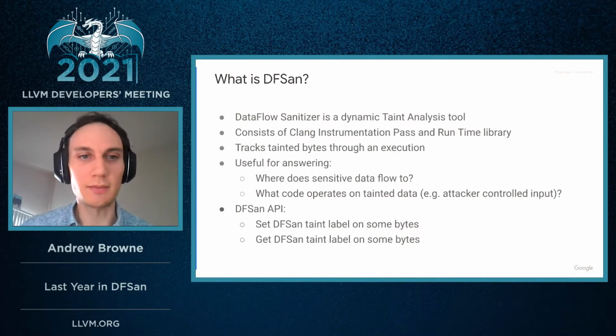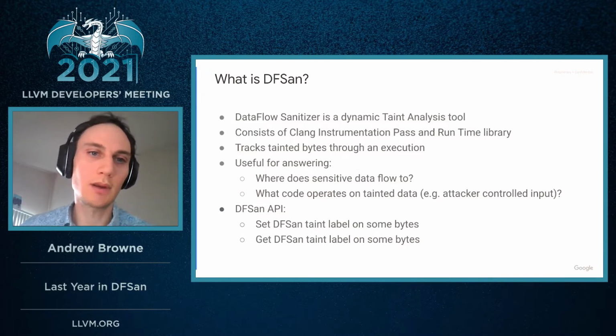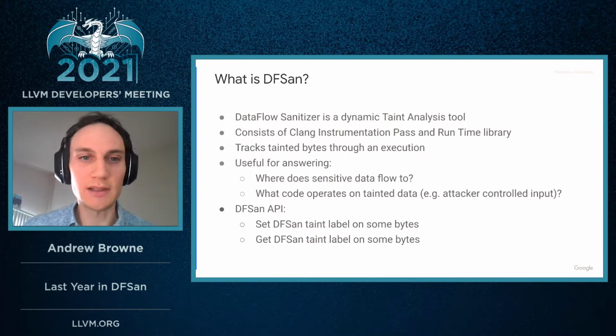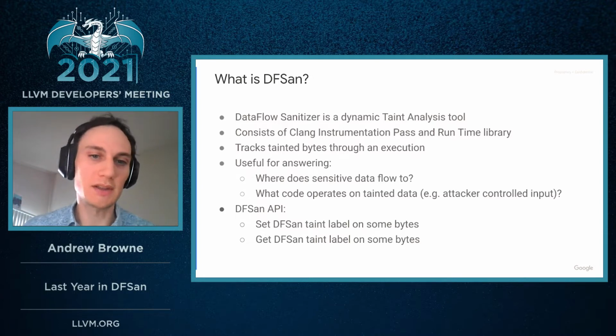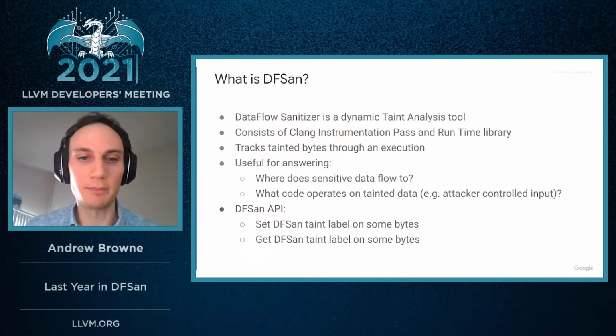So first, what is DFSan? DFSan, or the Data Flow Sanitizer, is a dynamic taint analysis tool. It consists of an instrumentation pass in Clang and a runtime library in compiler-RT. It tracks tainted bytes through an execution. This is useful for answering questions like, where does sensitive data flow to? Or what code operates on tainted data? DFSan provides an API so you can control which bytes it should consider as tainted, and you can ask it which bytes are tainted at another point in the program.